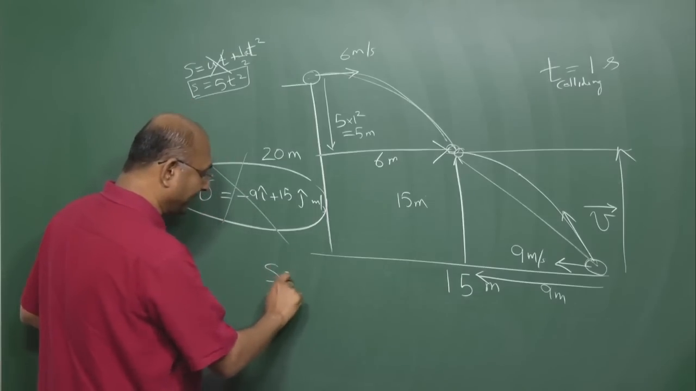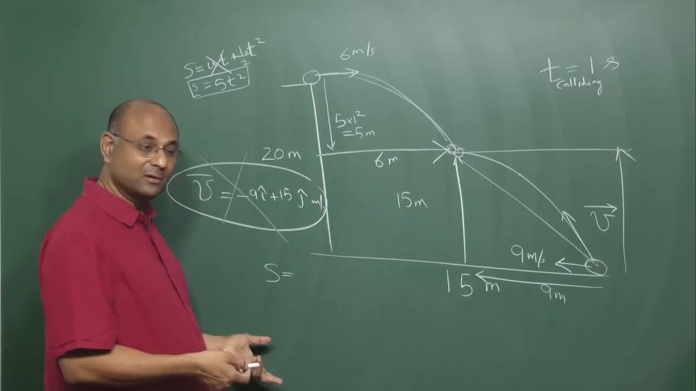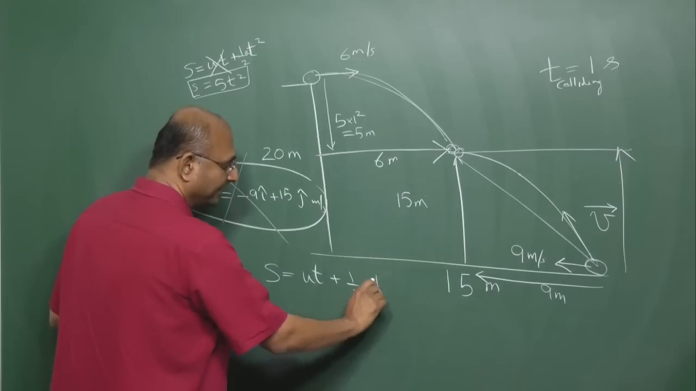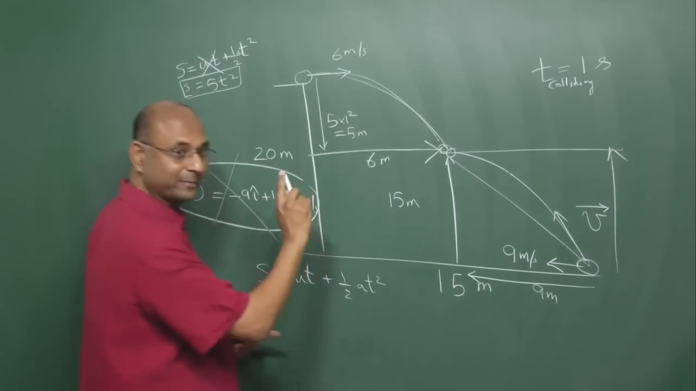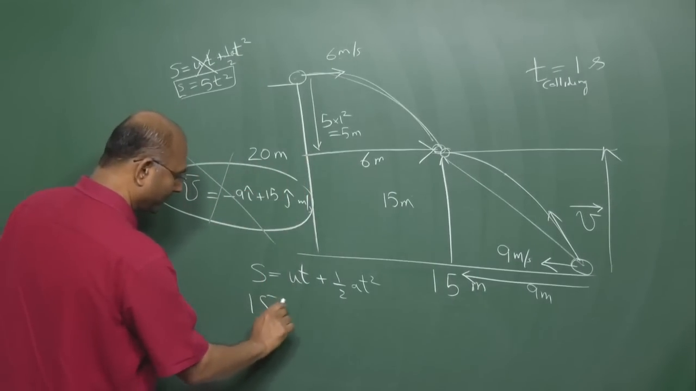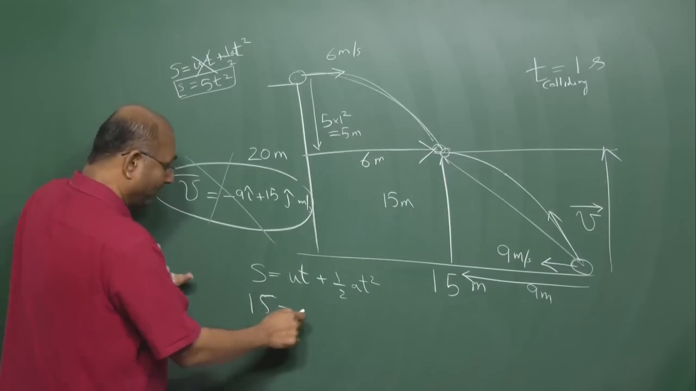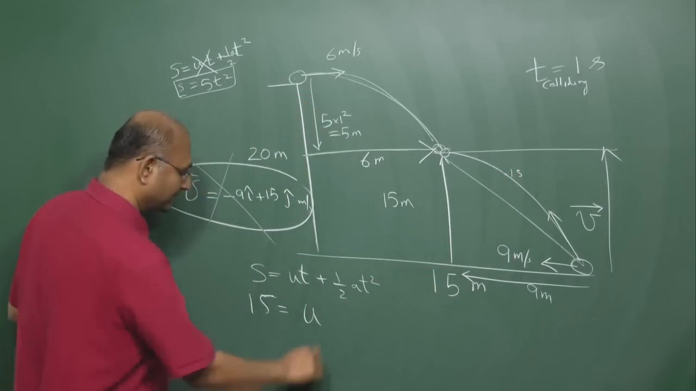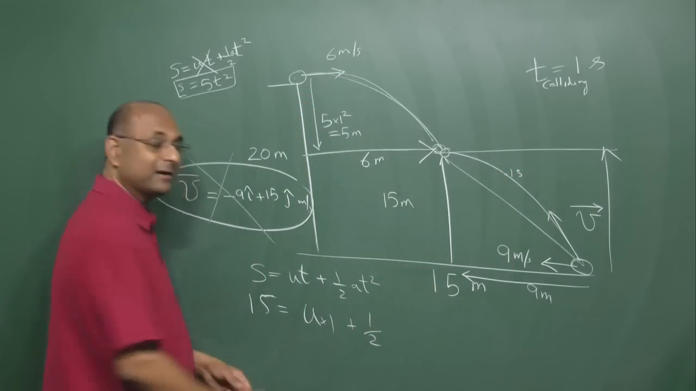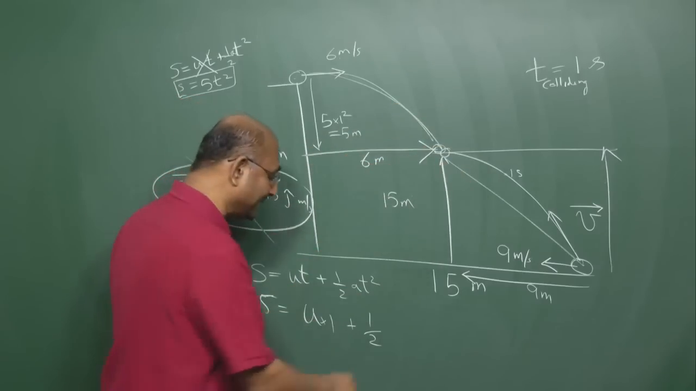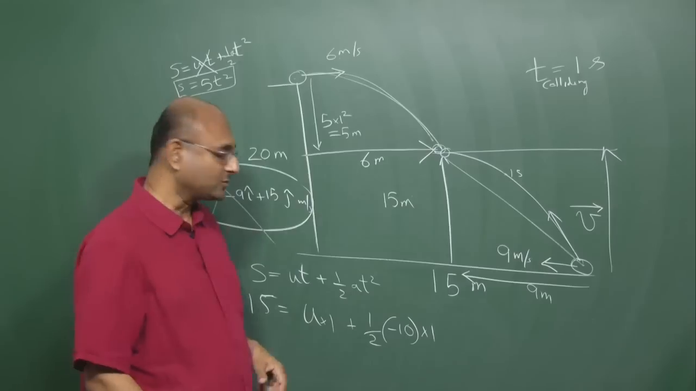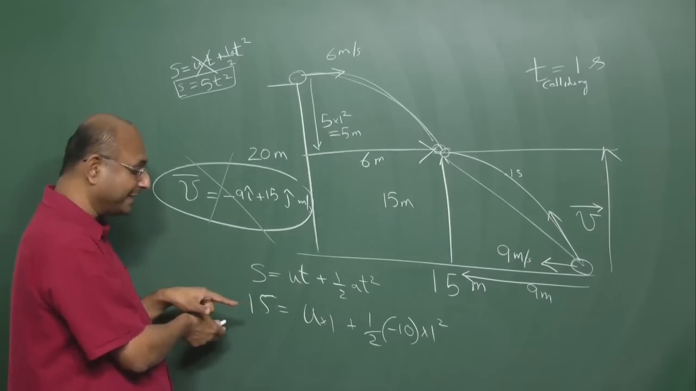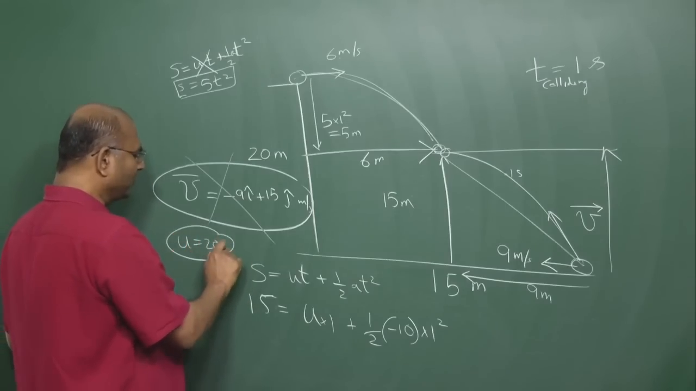If S is 15 meters, you can use the formula S equals ut plus half at square. I'm going to call this initial velocity u, upward. What is S? Upwards is positive, so S is 15. U, I don't know what U is, I'm just going to call it U. What is T? That is 1 second. So it is u times 1 plus half, and A is minus 10 because it's downwards, times T square, which is 1 square. This is 15, this is minus 5. Bring it to this side, so you'll get 20. U is 20. Weird that U is 20.